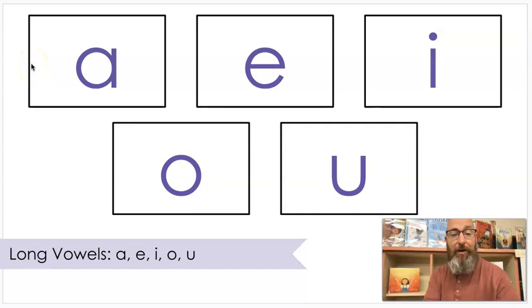So we still know the vowels. Say their names for me. A, E, I, O, U. Guess what? You just made their sounds too. So when a vowel says its name, it's saying the long vowel sound. Last week, of course, we did the short vowels. This week, we're going to do long. So if you say the vowel's name, you are actually saying the sound. So it works really easily.